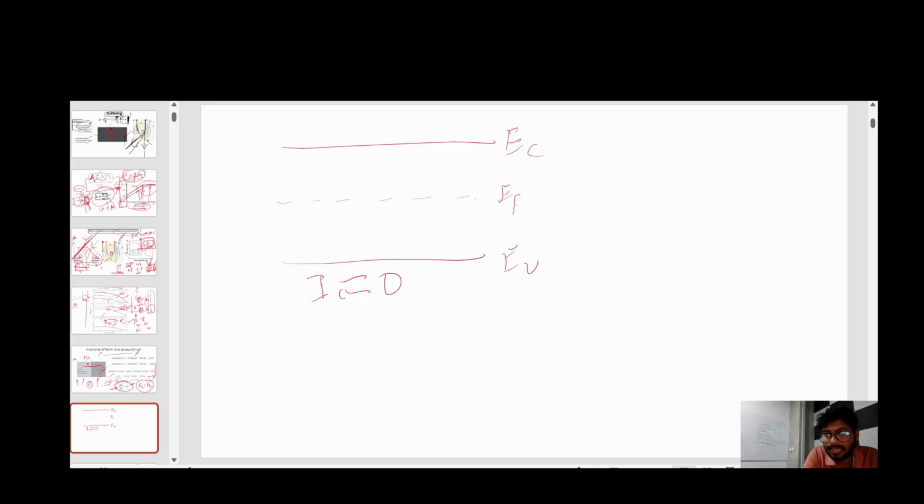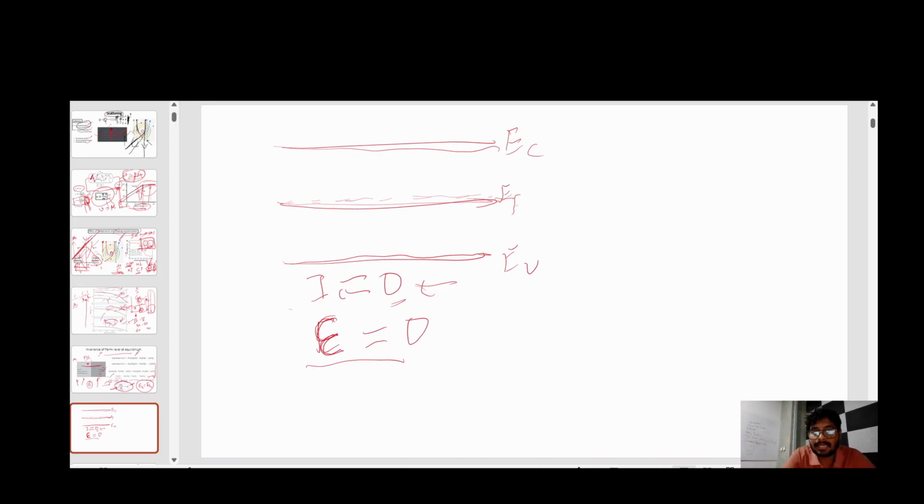I is the current, and I am denoting the electric field with this type of E, which is 0. So if the electric field is 0, the bands will be flat. The conduction band and valence band will be flat. And I is equal to 0, which defines that the current is 0. Current is 0 means this Fermi level is constant. Got the point?